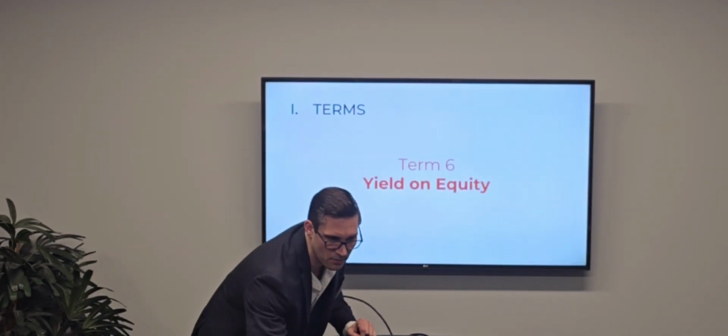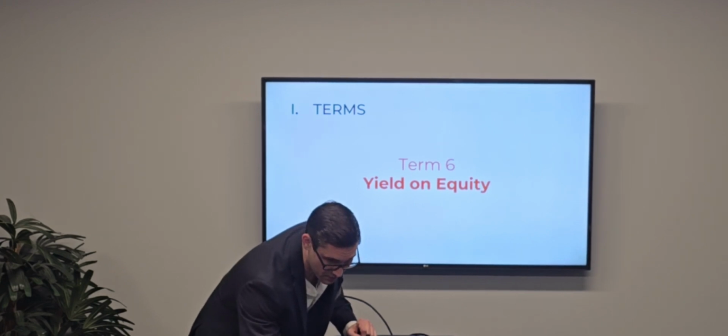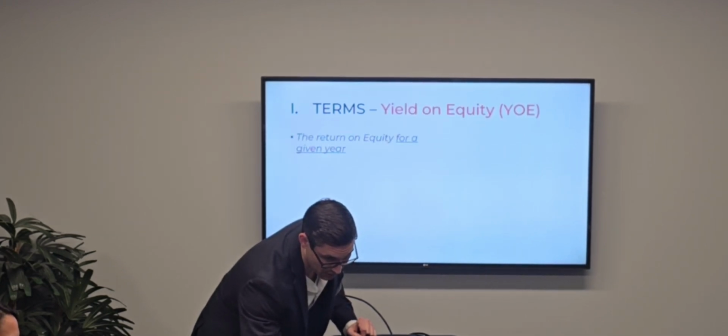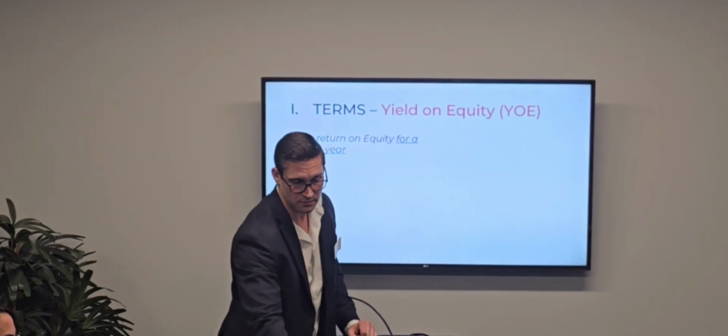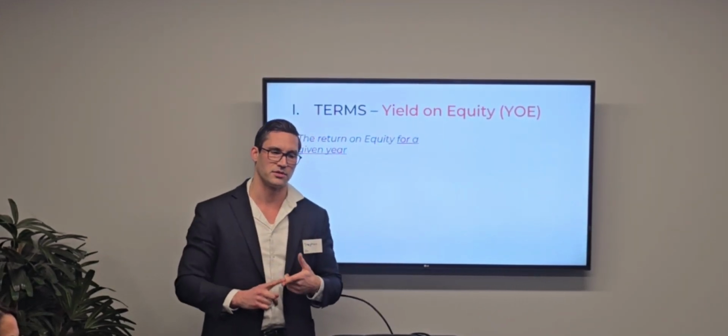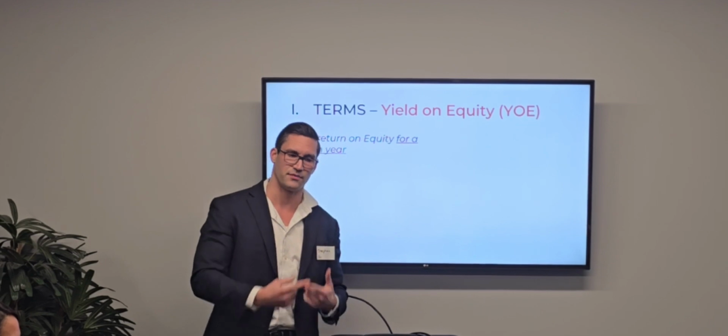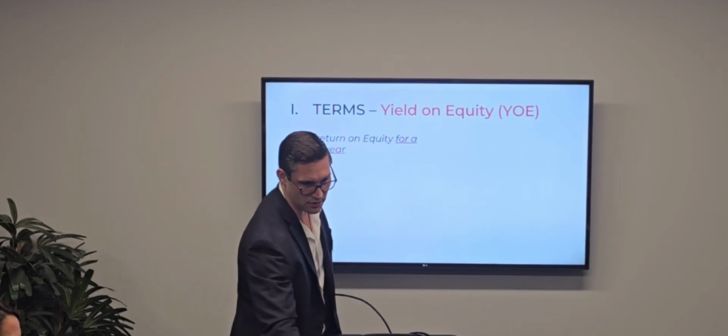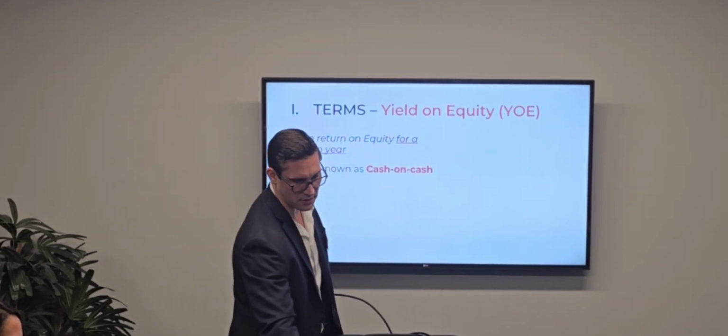Okay, so now we're going to talk about yield on equity. This is also known as cash on cash return, we'll talk about that shortly. But it's the return on equity for a given year. So yield on cost was the return on cost for a given year. Return on equity for a given year. Also known as cash on cash return.